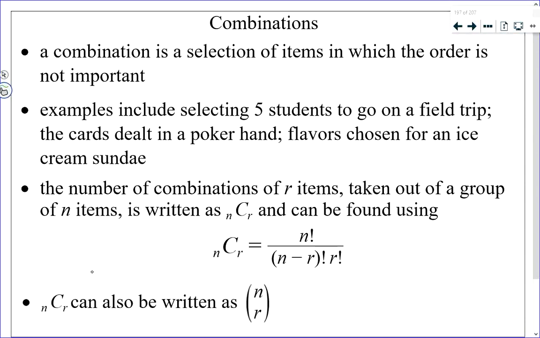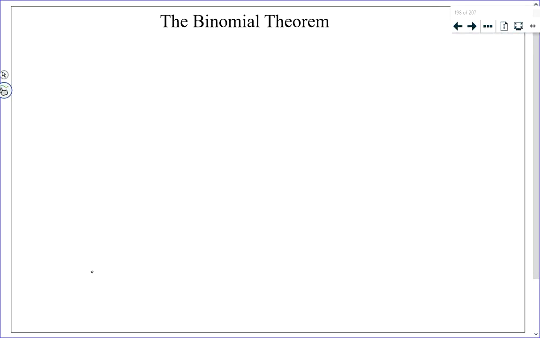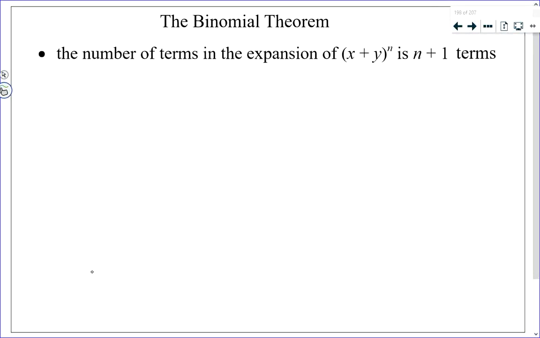nCr can also be written that way, and that just means if you ever see two numbers stacked on top of each other in brackets, it's a combination. There's no equivalent notation like that for permutations. And that takes us to the binomial theorem. The binomial theorem is used to expand a binomial of x plus y to the n. It's useful at times to note that if it's raised to the n, there's n plus 1 terms. You always get one more term in the expansion than the exponent on the binomial.